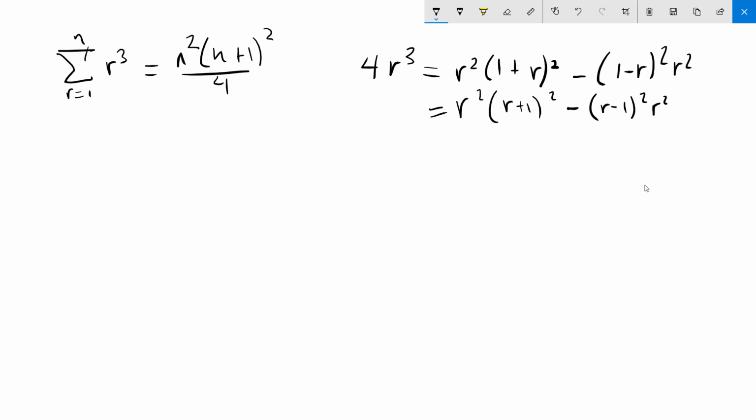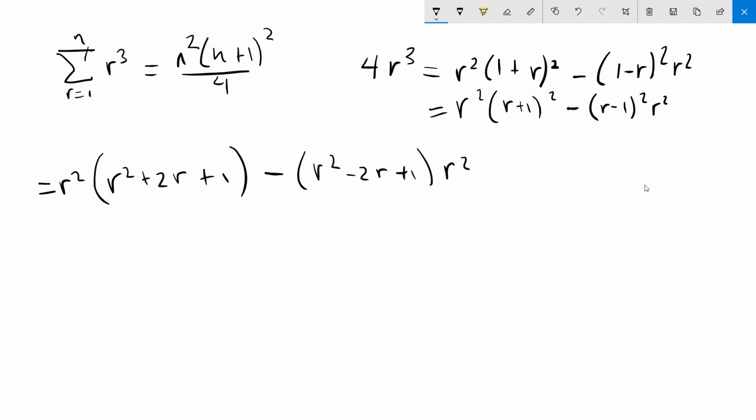So the first thing we want to do is show that this is actually true. We want to show that this does expand to 4r cubed. So how do we expand r squared times (r + 1) squared minus (r - 1) squared times r squared? Well, simple. This is equal to r squared times (r squared + 2r + 1) minus, now we expand this thing here, minus brackets (r squared - 2r + 1) times r squared.